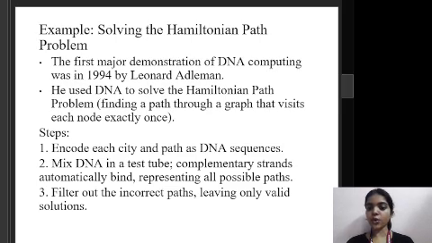First one is encode each city and path as a DNA sequence. Second one is mix DNA in a test tube. Complementary strands automatically bind, representing all possible paths. Third one is filter out the incorrect paths, leaving only valid solutions.